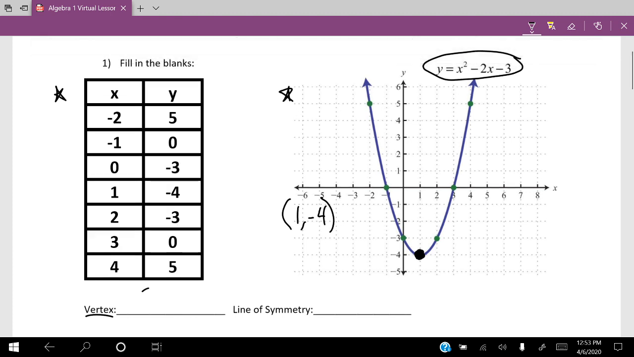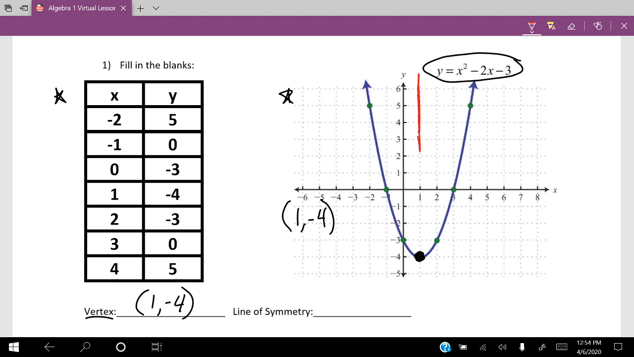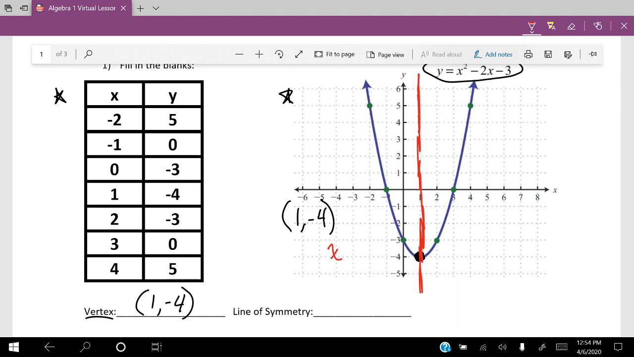I know that's just review for us, so our vertex is 1, negative 4. Now, our line of symmetry was always the x value of the vertex. I can also draw in our line of symmetry just by cutting our parabola in half. If I draw a line down the middle, I drew it along the x equals 1 line. So our line of symmetry is x equals 1. Now, this is just review, but what I'm going to talk about now is roots.